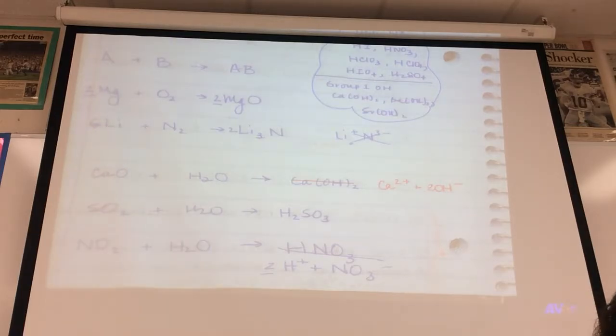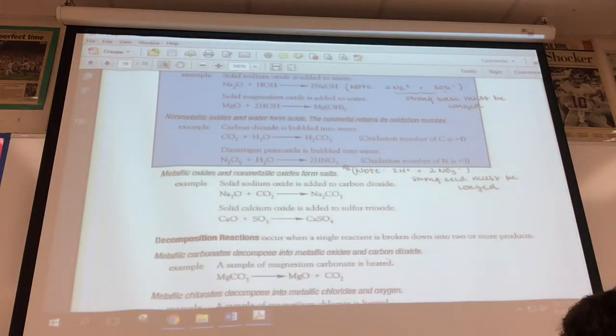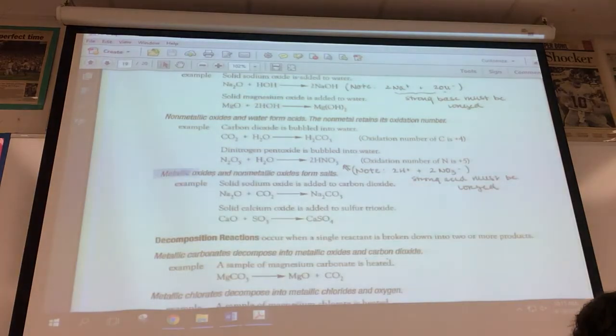All right. A metallic oxide and water makes a base. A non-metallic oxide and water makes an acid. If it's strong, you have to ionize it. The other thing you can do is react metallic oxides and non-metallic oxides together, and they're going to form salts. And these are good to know because if you work it backward, it leads right into your decomp. So a non-metallic oxide such as carbon dioxide and a metallic oxide such as sodium oxide will make a salt.